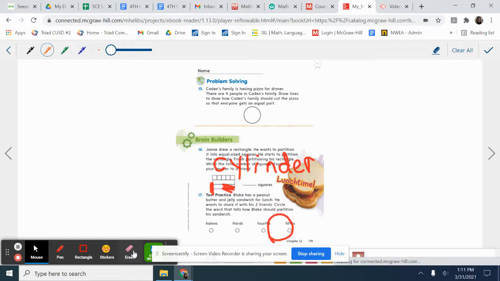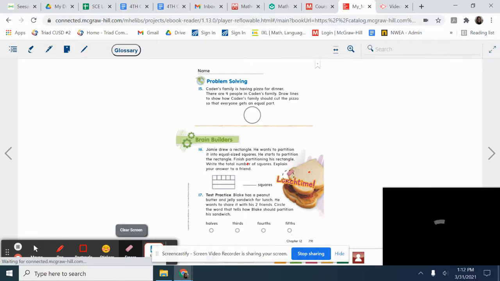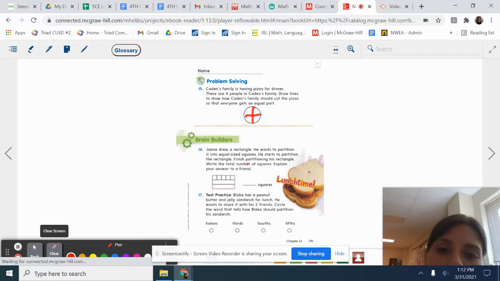All right, let's erase this out. And let's look at number 15. Caden's family is having pizza for dinner. There are 4 people in Caden's family. Draw lines to show how Caden's family should cut the pizza so that everyone gets an equal part. So if there's 4 people, we want to divide it up into 4 parts. Okay, so I'm going to draw a line down and a line across to try to give them 4 equal pieces.